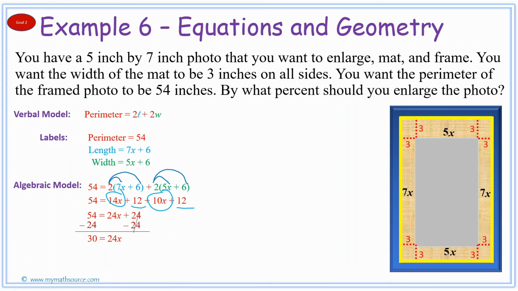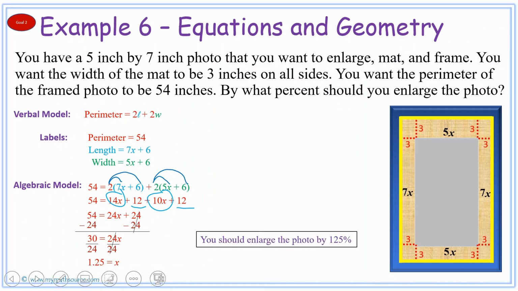Because 24 and x are being multiplied, you can do the opposite operation with the same number, which is to divide by 24, and what you do to one side, do to the other. Once you do that, the 24's will cancel, and 30 divided by 24 gives x equals 1.25. Now remember, our x is representing the percentage, and so we just convert that back to a percentage by multiplying it by 100, and you should enlarge the photo by 125%.